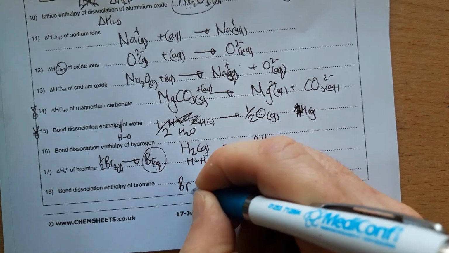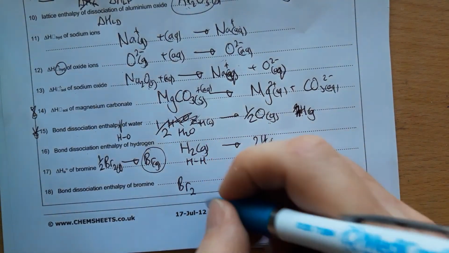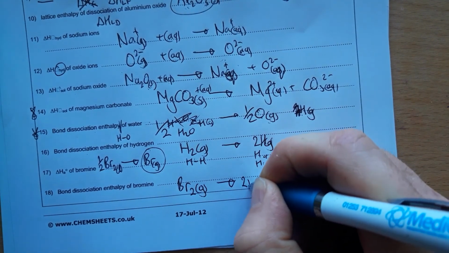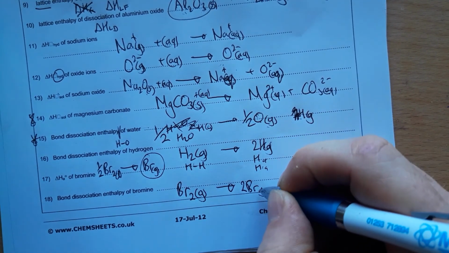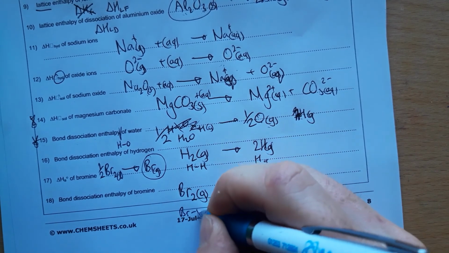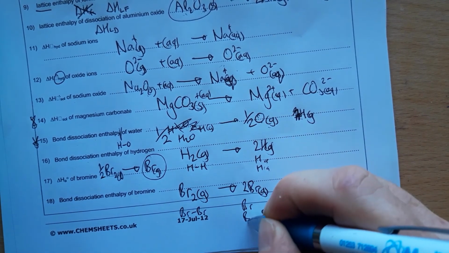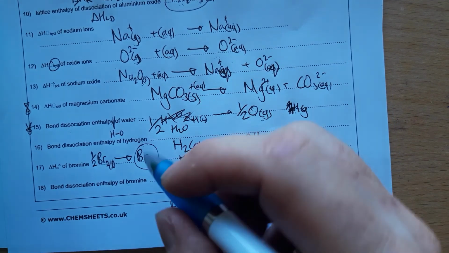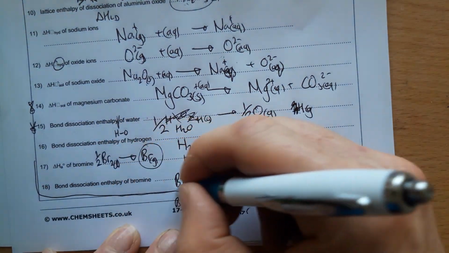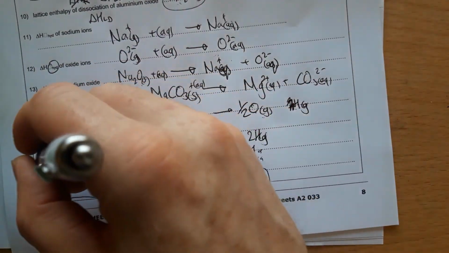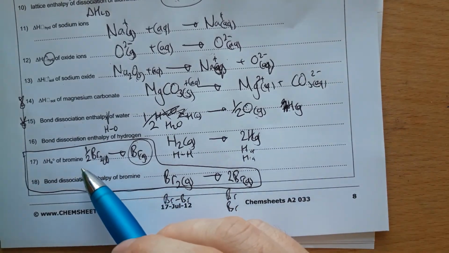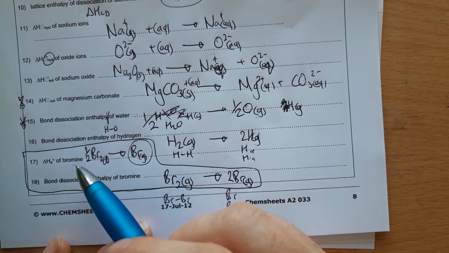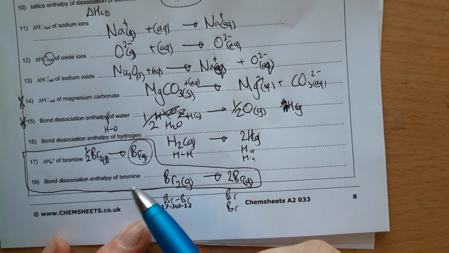So, bond dissociation enthalpy of bromine. Bromine bond dissociation enthalpy is when 1 mole of covalent bonds is broken in the gaseous state. So I'm going to put a gas there, and I'm going to make 2 Br gas. That's when you've got a Br-Br bond forming a Br and a Br. So a bromine molecule forming 2 bromine atoms. Notice that these last 2 look similar. The atomization of bromine, though, produces 1 bromine atom from half a mole of bromine liquid.